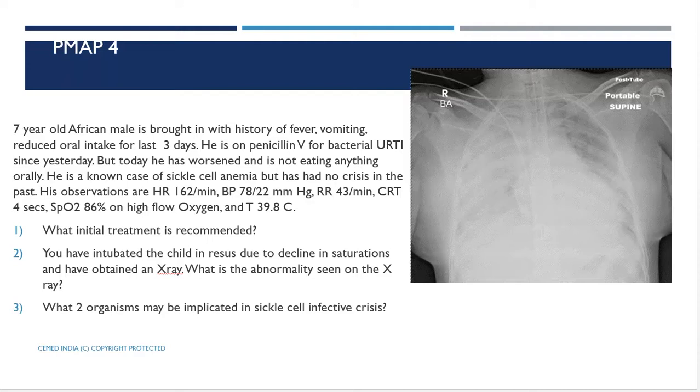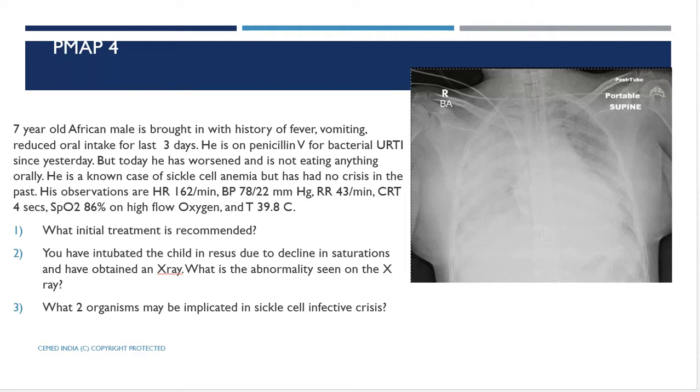Next one, 7-year-old African male. So pause the video. What is the initial treatment? So this is clear-cut sickle cell anemia, and temperature is high, that means an infective crisis is going on. What is the initial treatment?